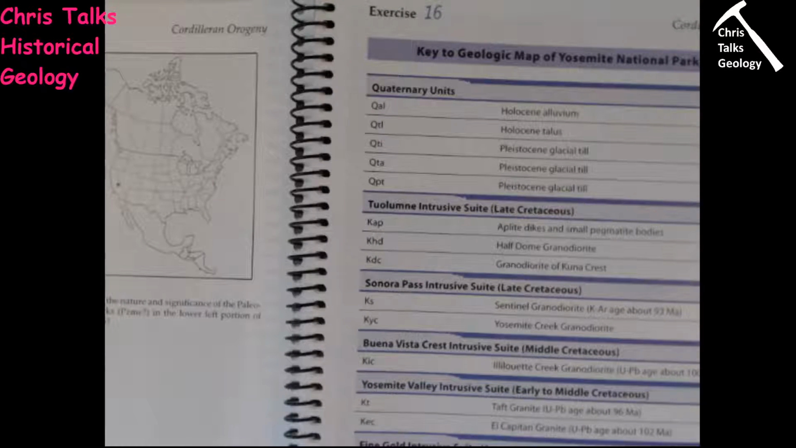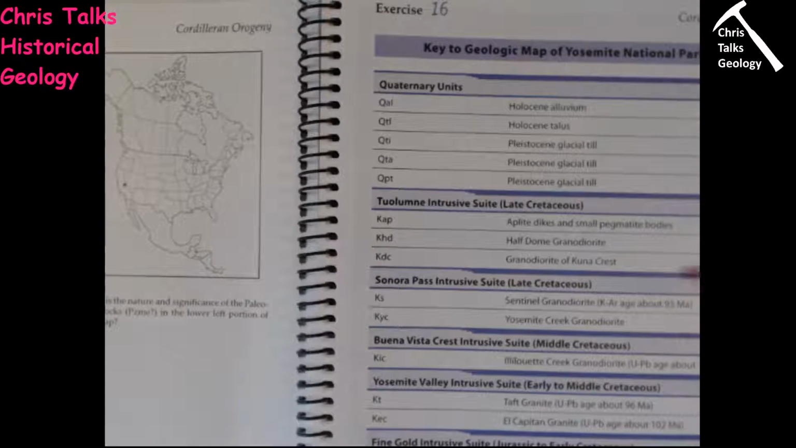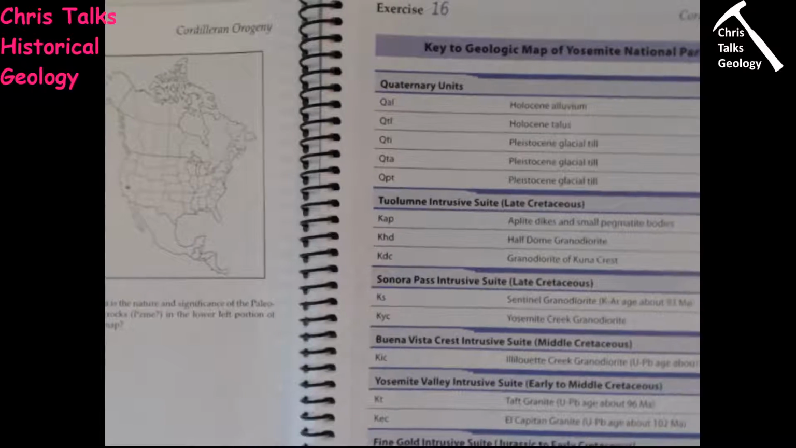So when you look at this key here, you're going to notice that there is one period in particular which dominates over the others. So one period is where most of the rocks were formed. You should be able to work that one out pretty easily.